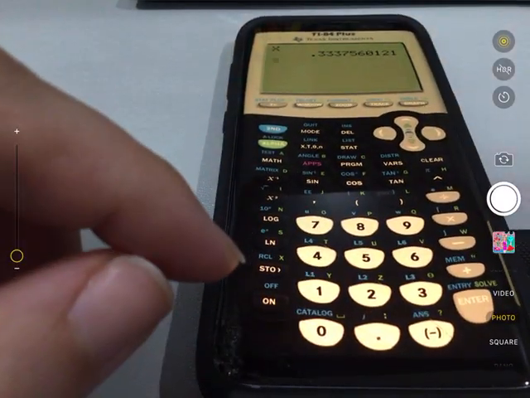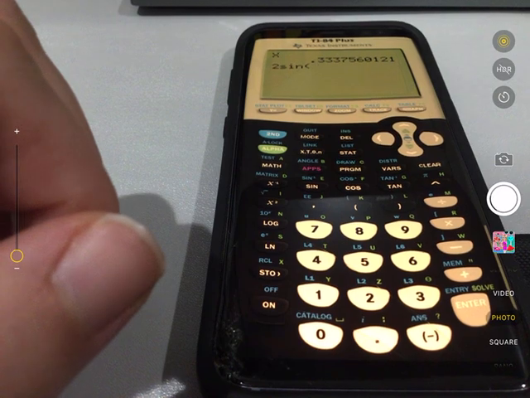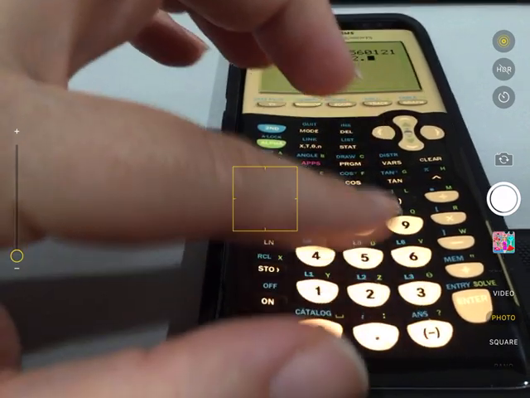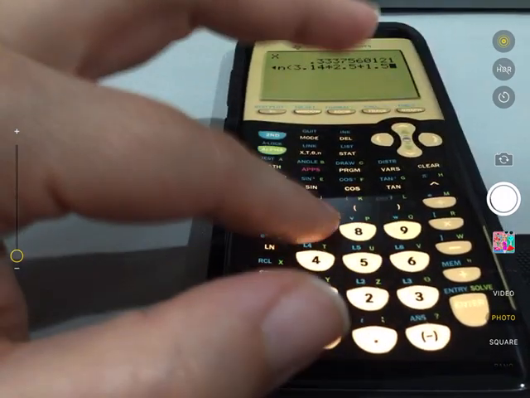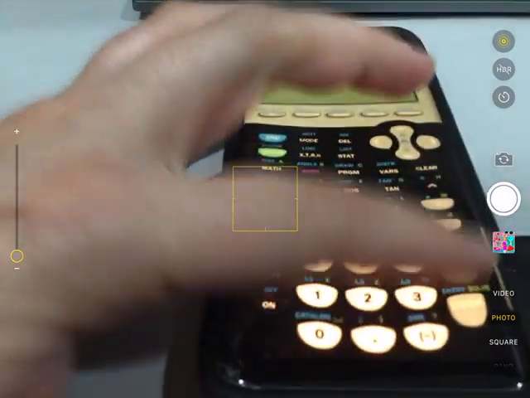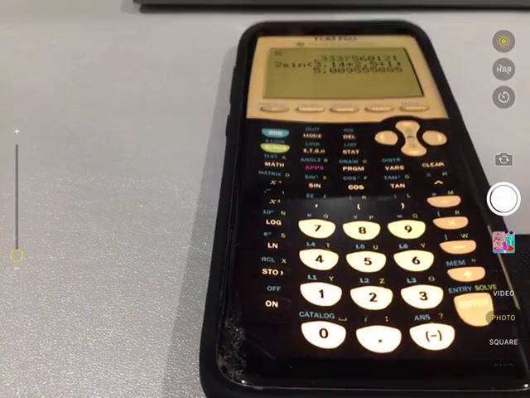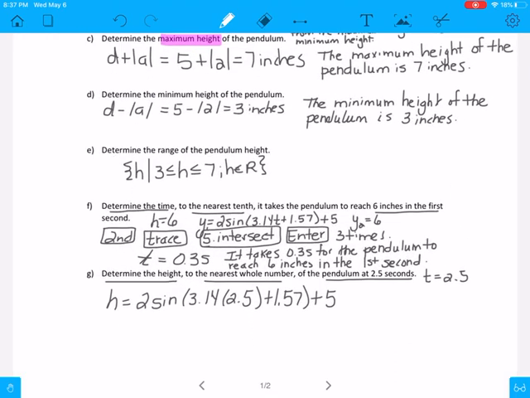So I'm going to go to my main screen, not my y equals: 2 sine of 3.14 times 2.5 plus 1.57, close bracket, plus 5. Enter. And I get 5.00, and they want the nearest whole number, so that's 5. And h equals 5, and h is in inches, so it's 5 inches.